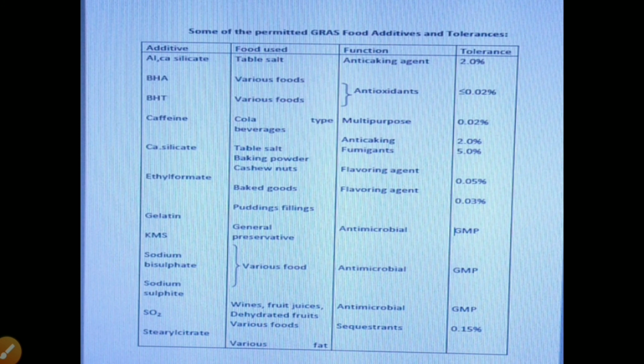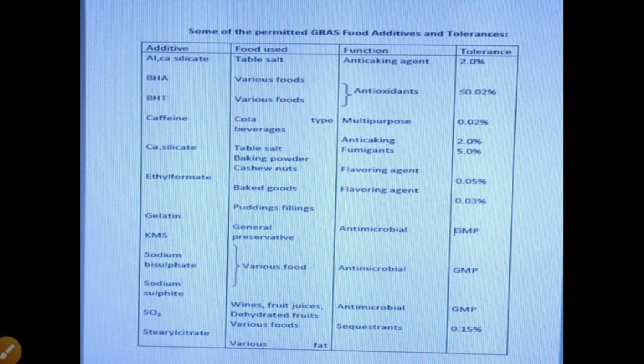Next, some of the permitted, generally regarded as safe food additives and tolerances are listed below. So you can check them. Calcium silicate functions as an anti-caking agent. Anti-caking agents prevent the lump formation. It is also a food additive. Its tolerance level is 2%. BHA and BHT we discussed, right? Butylated hydroxyanisole and butylated hydroxytoluene are the antioxidants. Tolerance level is less than or equal to 0.02%.